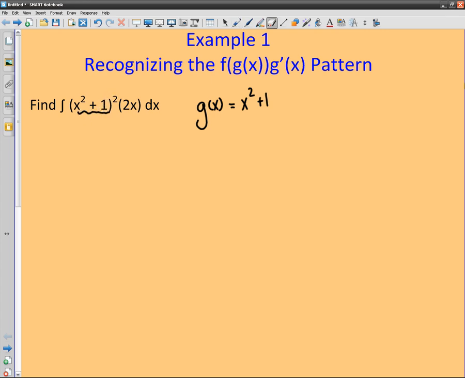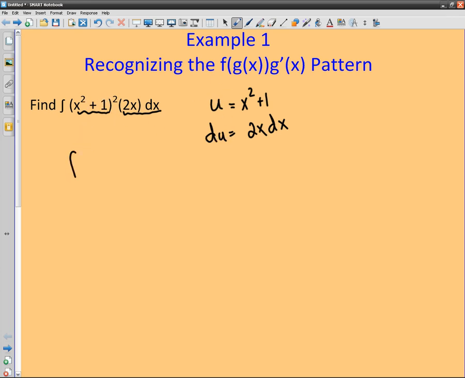And actually, let's change this. We're going to do this as a u substitution instead of g of x. I like that a little bit better. So we're going to say our function in here is u, which is x squared plus 1. If I differentiate that, I end up with 2x dx. So this 2x dx matches up with du, and I could then replace the x squared plus 1 with u, and now I have a function that is all in terms of u.